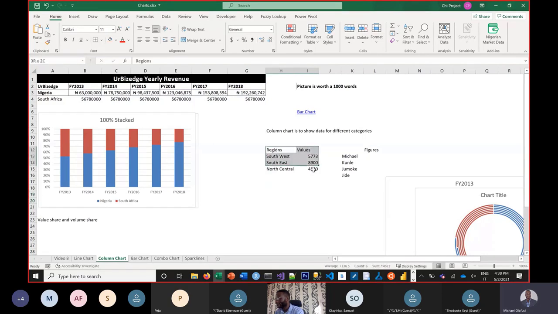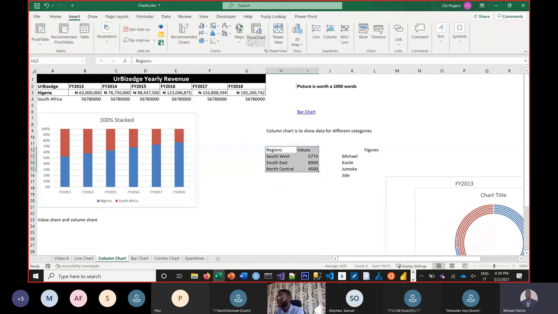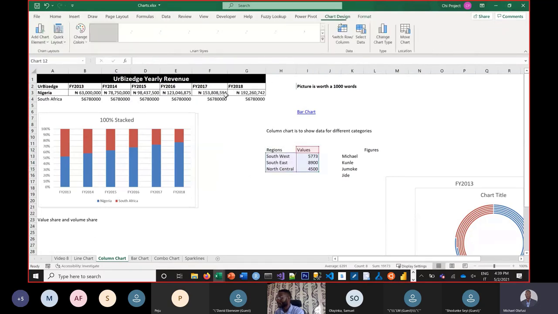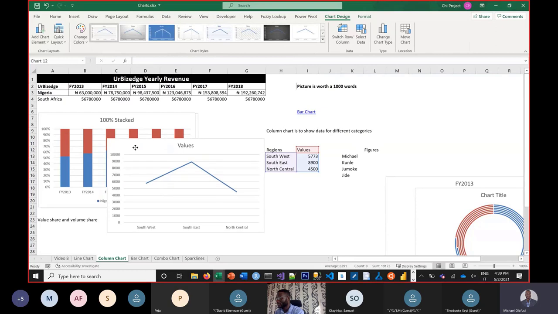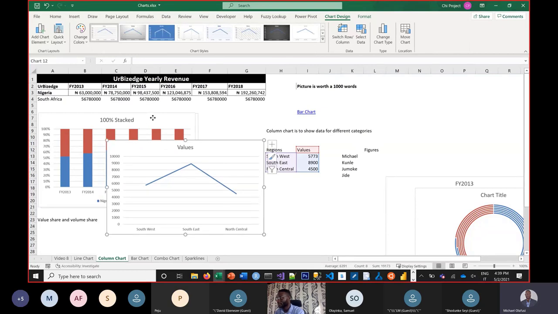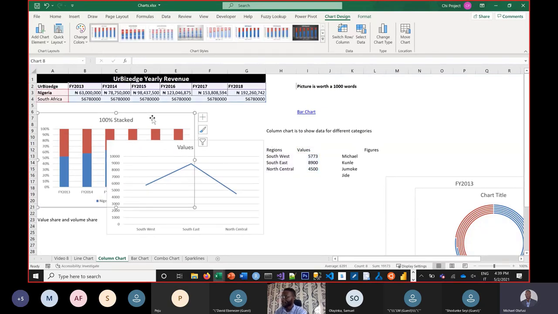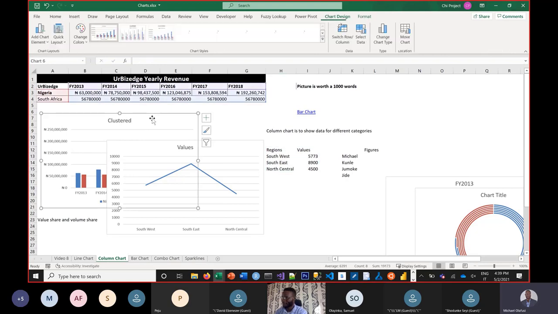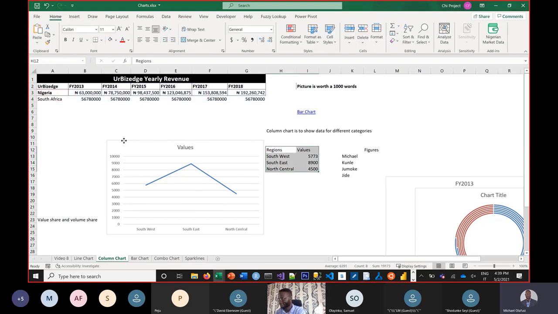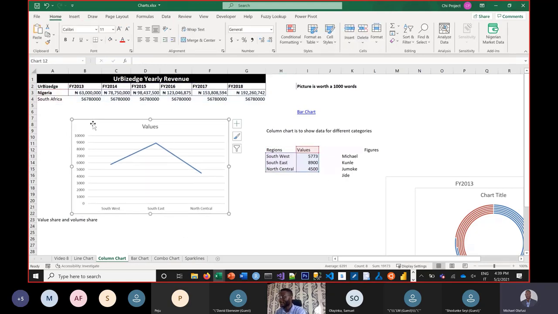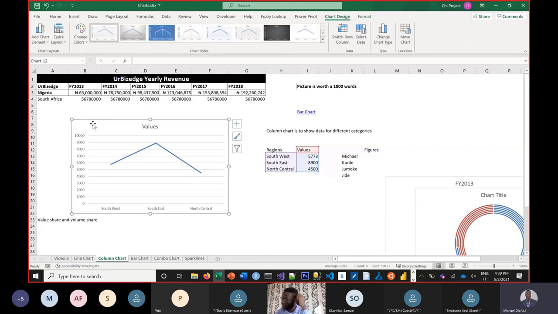Anyway, if you select this and you go and pick line charts, even if it looks like something you can explain, please don't. Yeah, you might be able to explain it, but there is a better chart for it. This is not what you should naturally be using a line chart for.